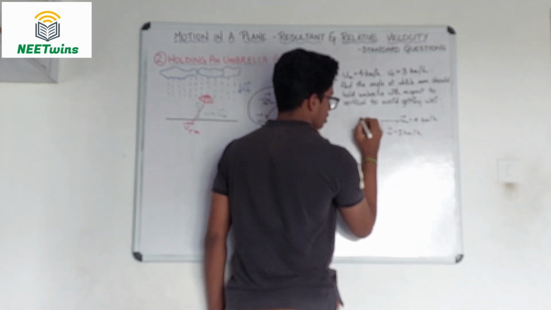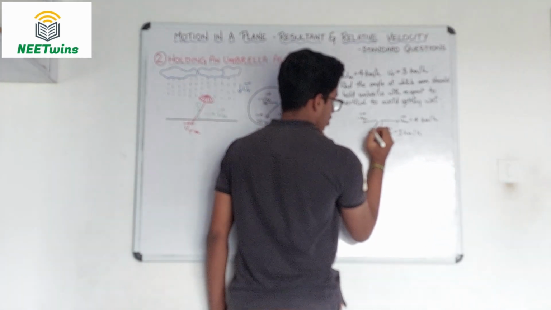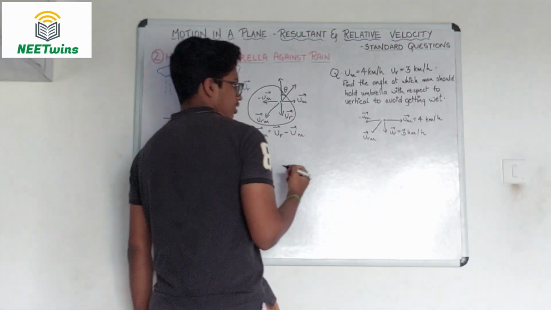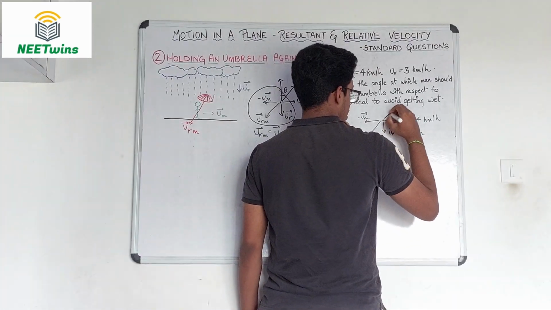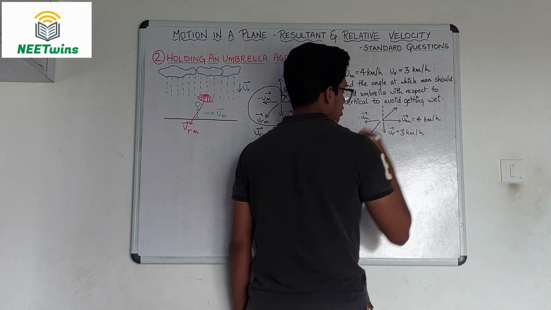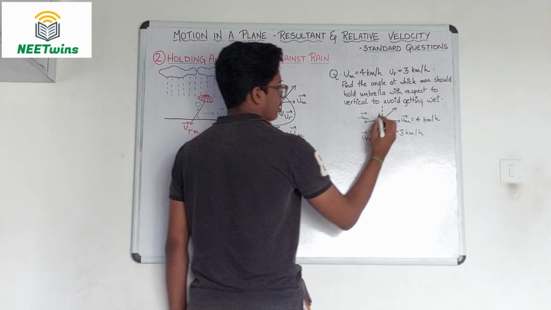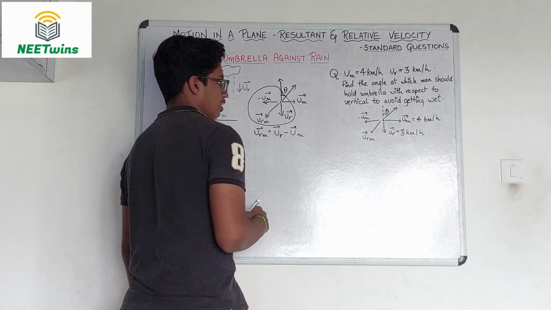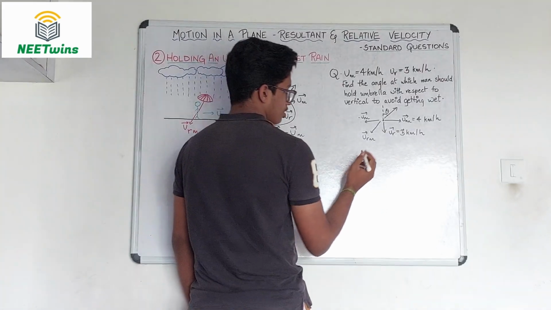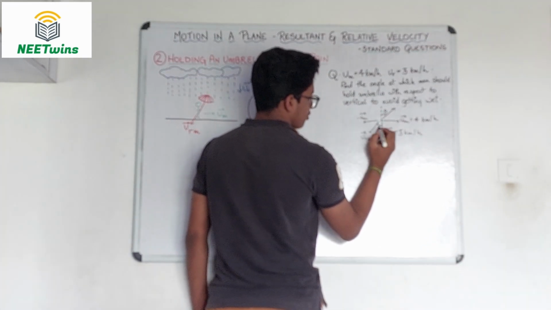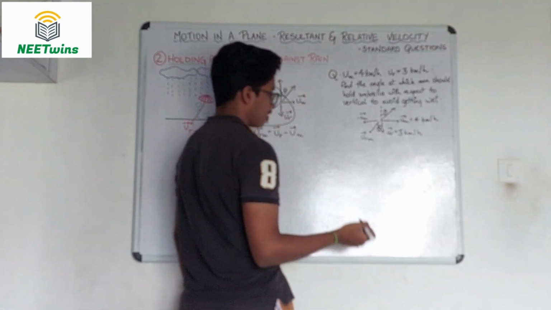So if we take minus Vm, it would be in this direction, and then if we do Vrm, we would get this vector, and this would be the direction at which you should hold the umbrella, and this is the vertical with respect to which you have to find the angle. So it's this angle theta that they're asking us. So how do we find this angle? It's pretty easy actually. You just have to find this angle, because these both are vertically opposite angles, so they're equal to one another.